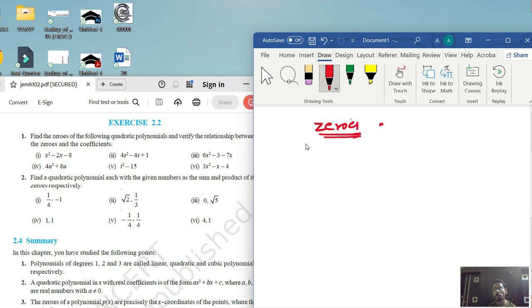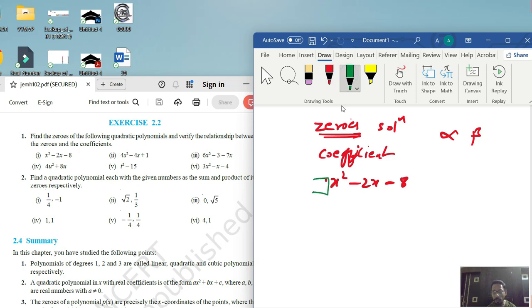Zeros means solution. Solution means alpha beta. Okay. And then coefficient. What is the meaning of coefficient? Coefficient means, suppose x square minus 2x minus 8. So what is here in the multiplication? If nothing is there, 1 is there. Here minus 2 and the constant is 8.